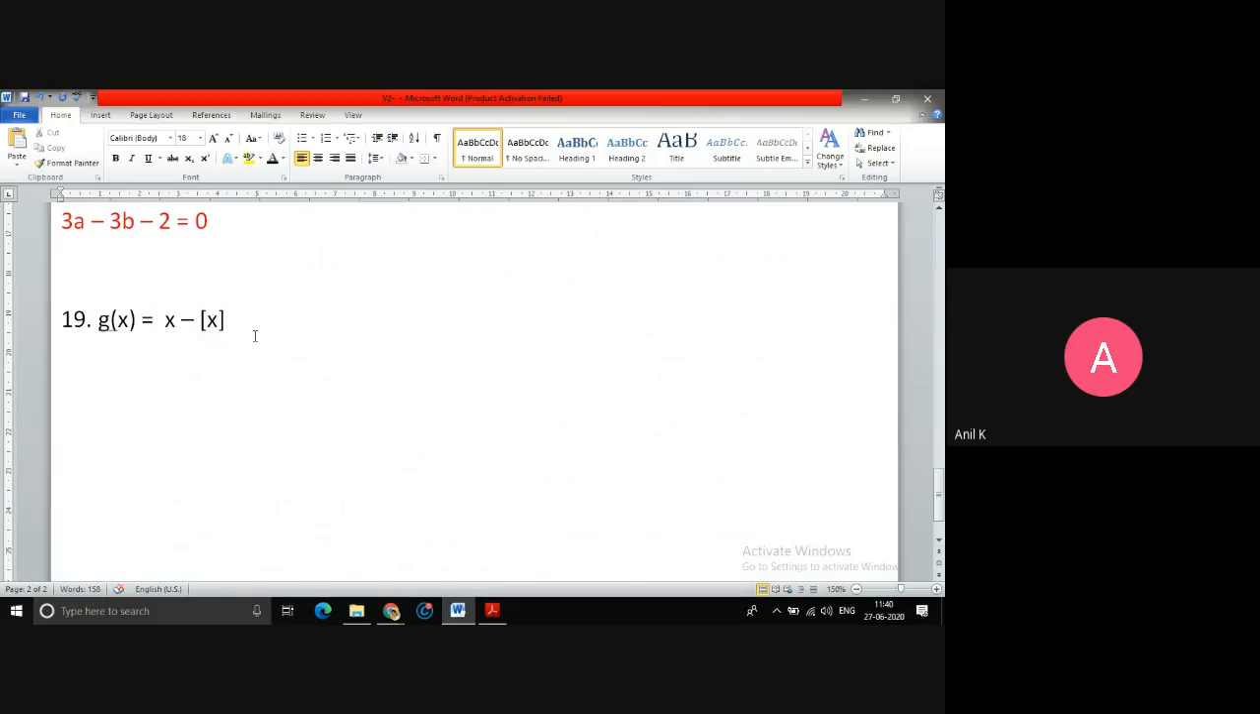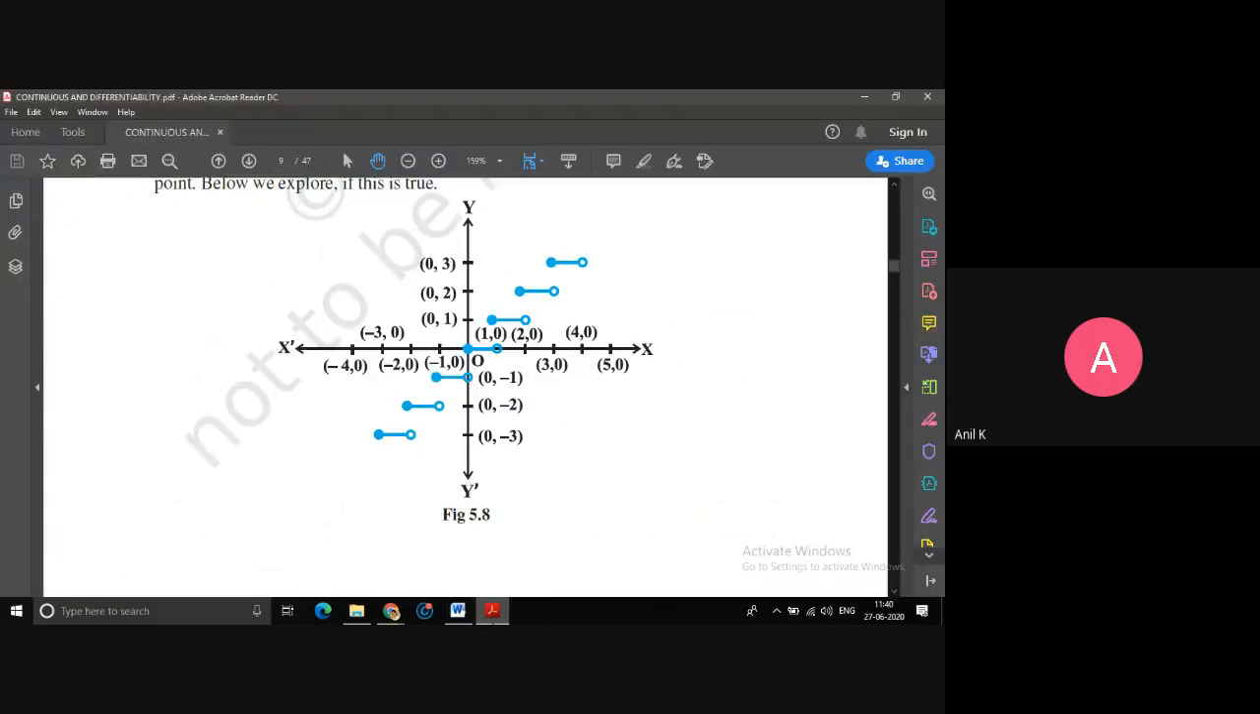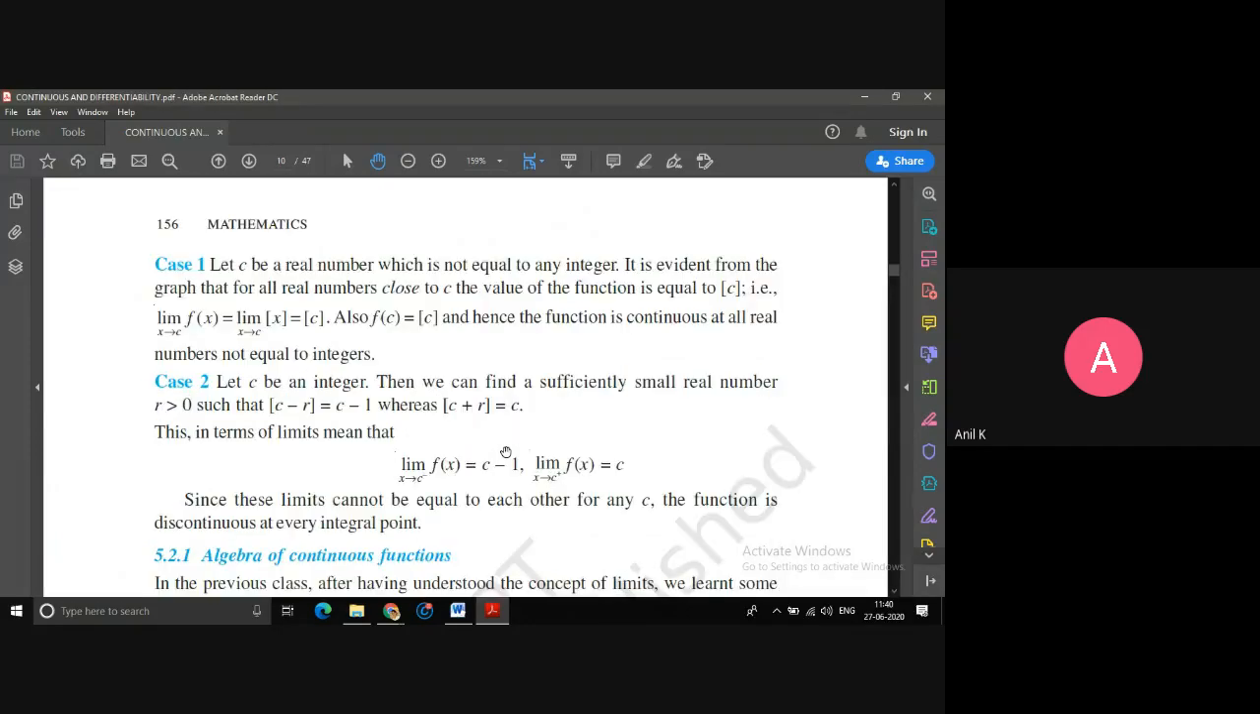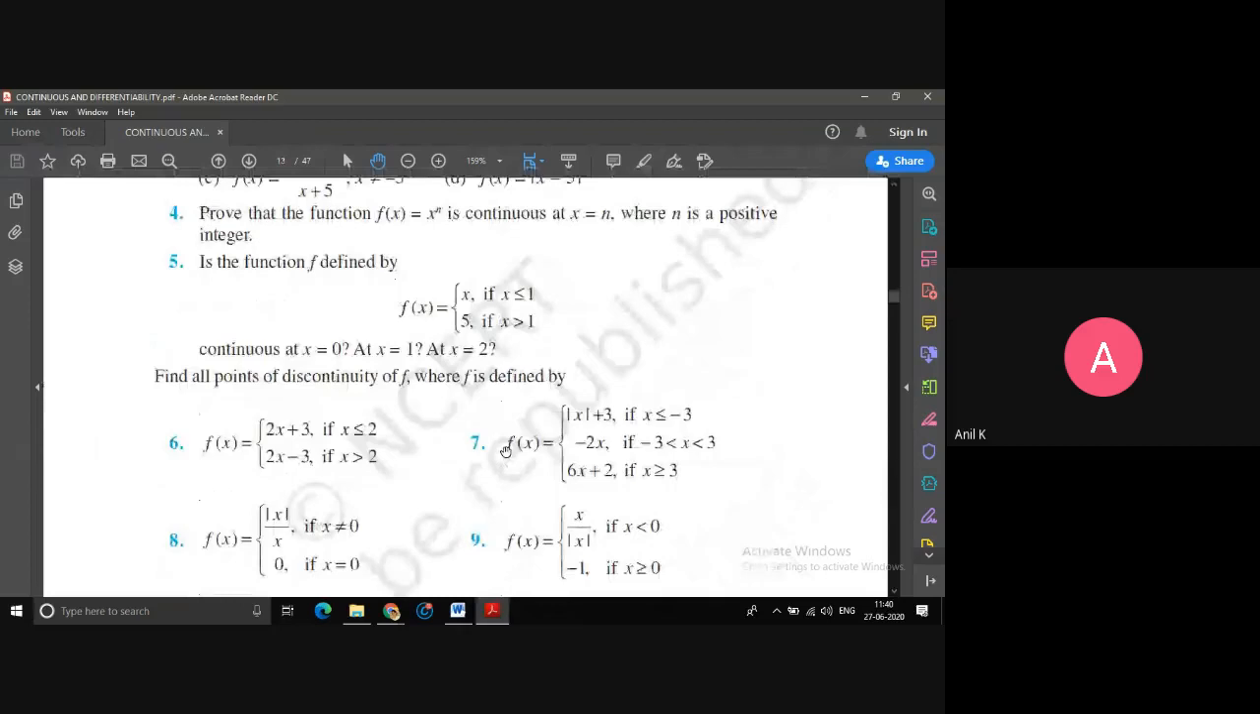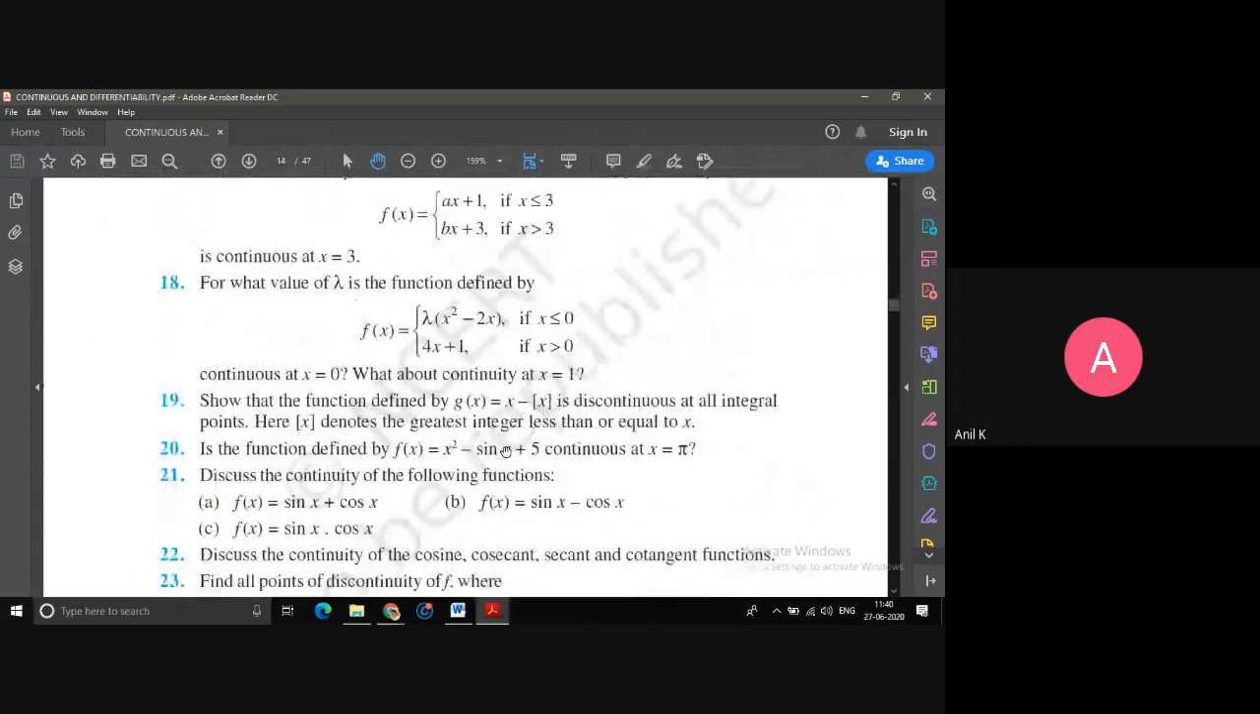So that way you can conclude that the 19th question is a discontinuous function at every integer. Integral value means every integer. It is a discontinuous function.